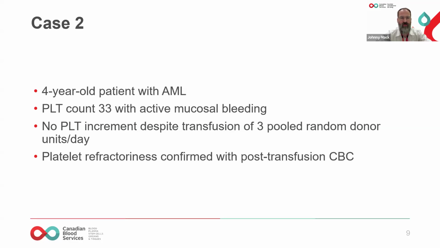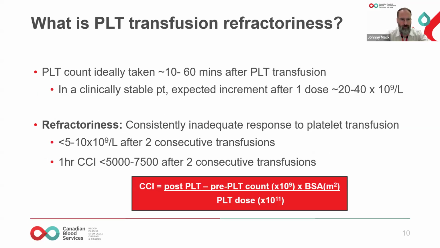And the treating team noticed that despite transfusions of up to 3 pooled random donor platelet units a day, they weren't getting any increment in the platelet count. And so they then moved on to appropriately confirm with a 10 to 60 minute post-transfusion count that indeed the platelet count wasn't increasing with the transfusions, which led them to reach out to Canadian Blood Services for some additional assistance. So other non-immune causes of platelet refractoriness had been investigated and ruled out in this particular patient. So it seemed like a really, very compelling case for an immune-mediated platelet refractoriness.